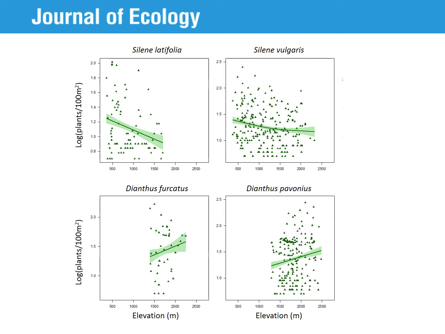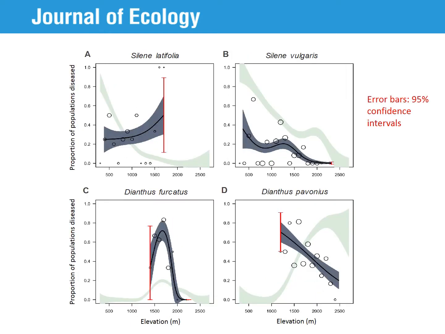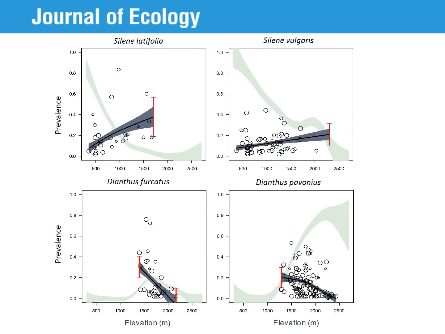We also found that host density, the number of plants within a population, declined towards the elevational range limits, as predicted by the central abundance hypothesis. Disease incidence, measured as the proportion of populations with disease, was significantly greater than 0 at the elevational range limits of both Silene latifolia and Dianthus pavonius. Moreover, disease prevalence within populations did not decline at the range margin. Instead, in all 4 species, disease prevalence tended to increase near the range limit.